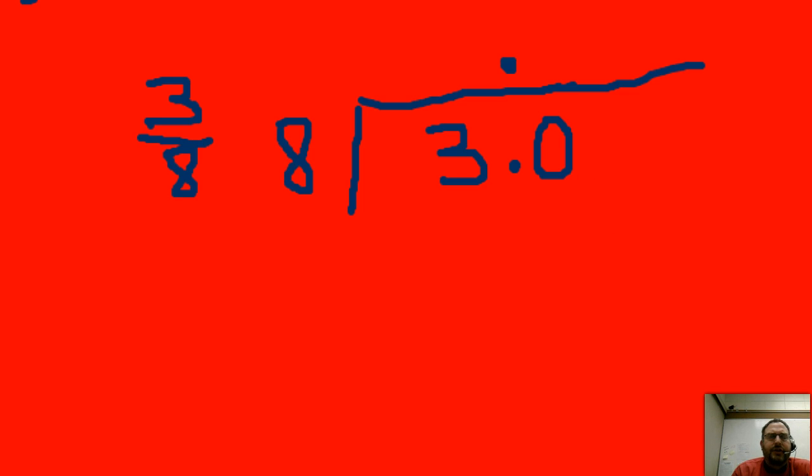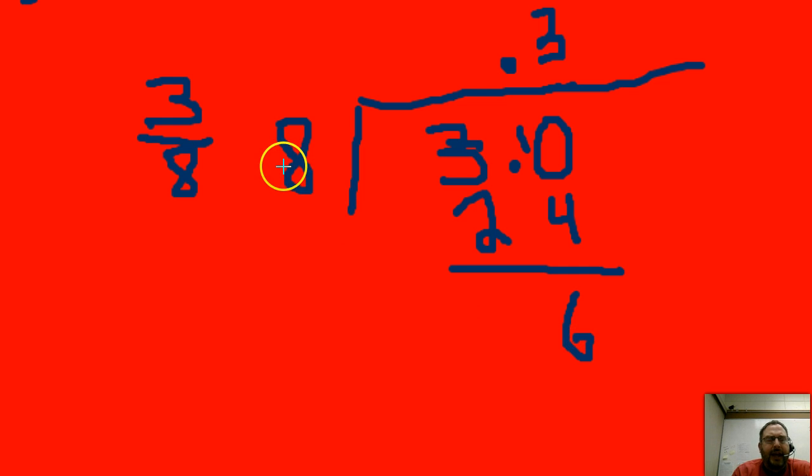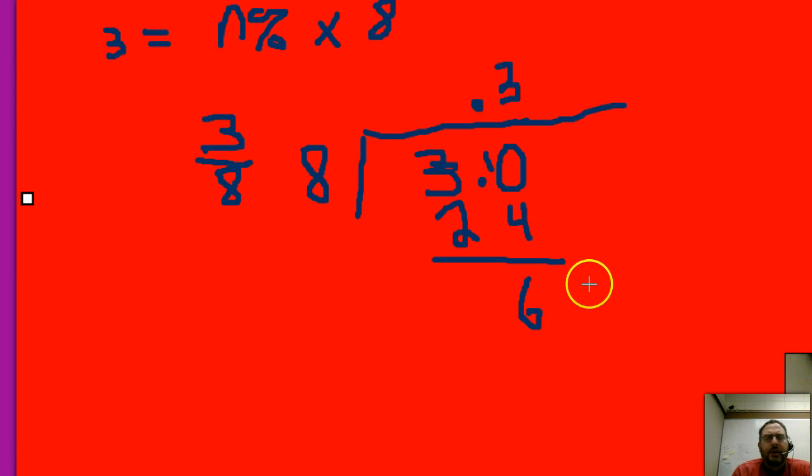8 goes into 30 3 times. 4 times 8 is 32. Too big, so I need to use 3. 3 times 8 is 24, so I'm going to put 24 here. Compare the 4 and the 0. The 4 is too big, so I need to borrow. 10 minus 4 is 6. Compare the 8 and the 6. Too small, so I'm going to tack on a 0.